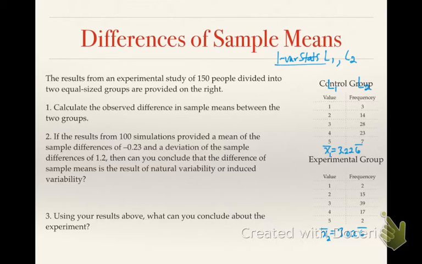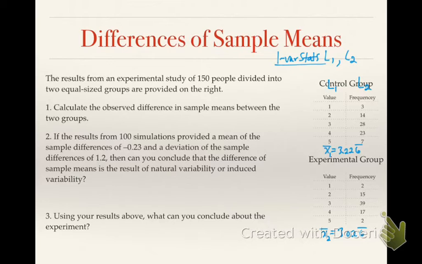Now notice we put 75 of the people into a control group and 75 of the people into an experimental group. We got different results, but we want to know, are the results from whatever experimental study we're doing because of natural variability or induced variability? Is the difference in sample means just occurring naturally, or are they occurring because we induced some variability?